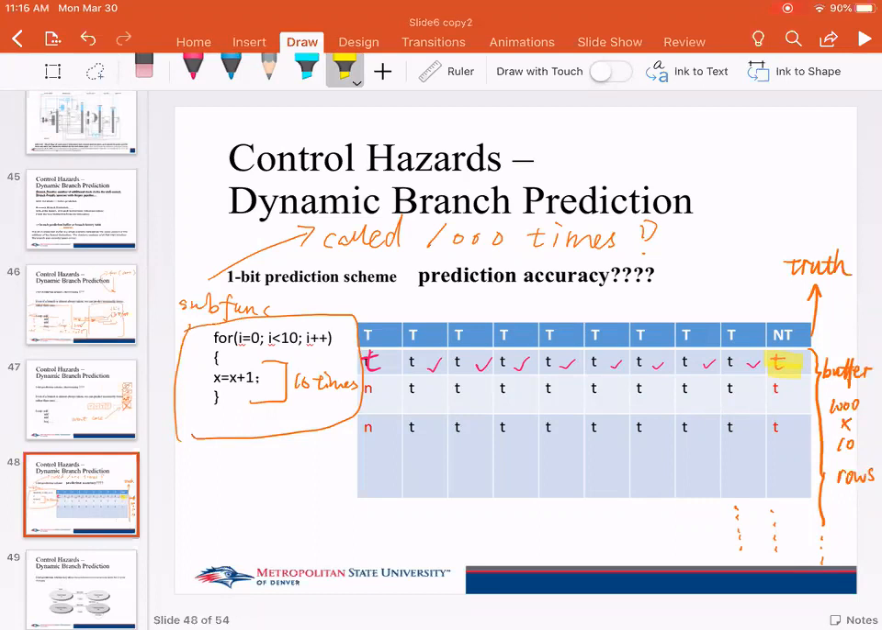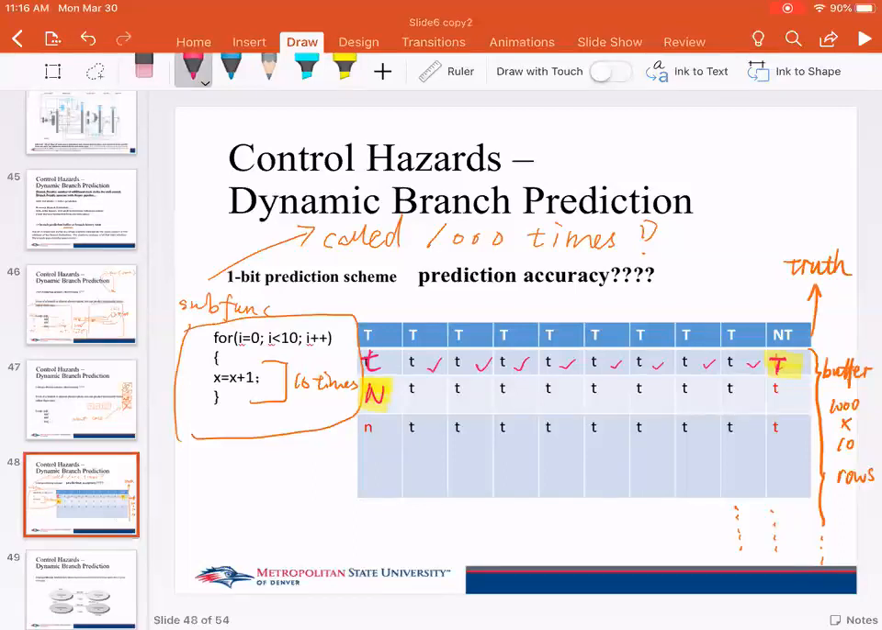And after you get a wrong prediction, of course, you want to update your prediction, right? As you already know, the branch prediction is wrong. So I want to update my buffer. That's why the buffer value is actually changed to be NT. So I have an N here. Because I did a wrong prediction, I just changed it to NT.